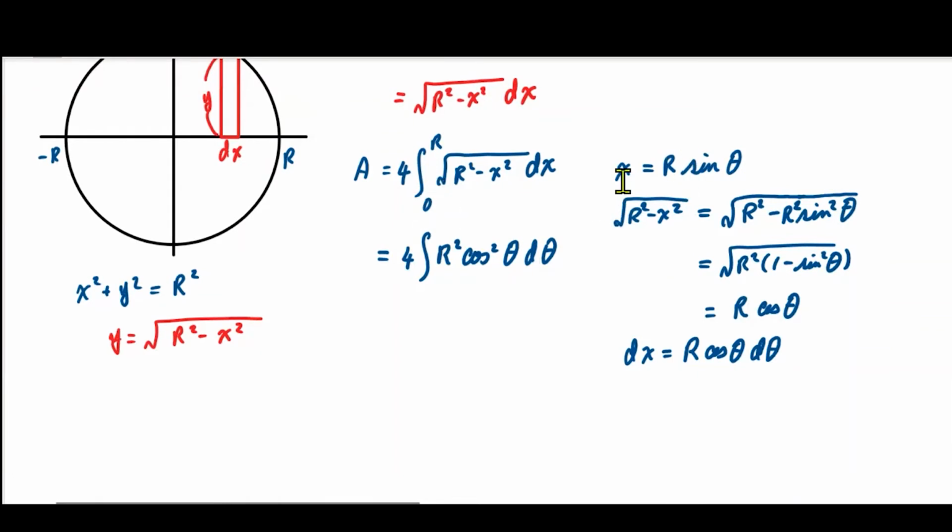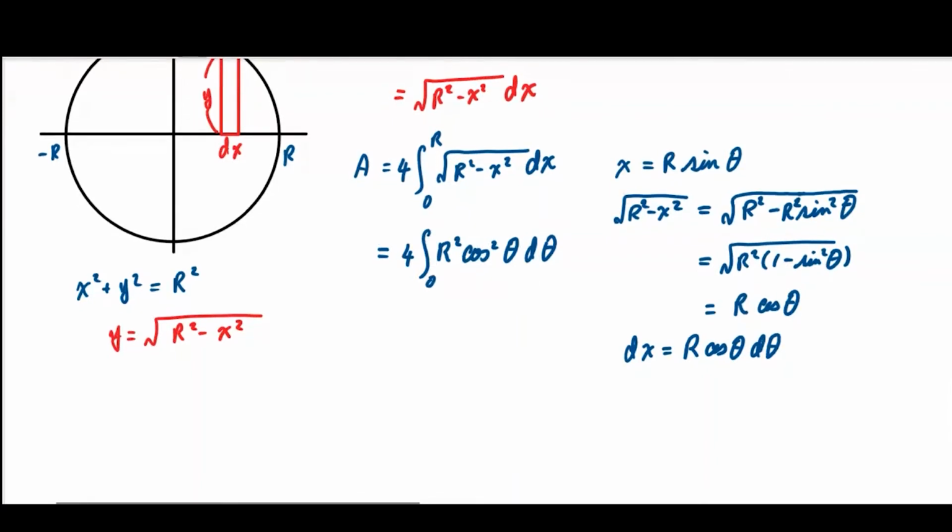So you substitute 0 here. That means sine theta has to be 0. So theta is 0. So this is 0. Good. You substitute r here. It's a trig equation. So cancel r, which means sine theta is equal to 1. You get it? When is sine theta equal to 1? How about that?